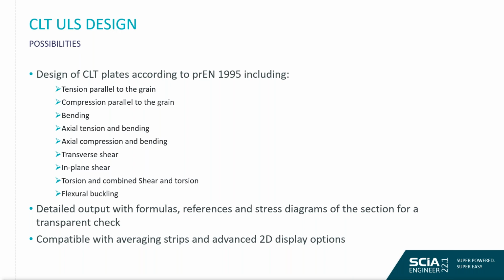And all of this is done to form a transparent check so that you can easily see every value, where it comes from and why in your check. Also, this check is compatible with all of the other possibilities that we offer for 2D checks. For example, averaging strips to average out the stresses over some support area, or the advanced option for display of 2D results with ISO bands, with ISO lines, colors. Everything is compatible and can be used also for the CLT ULS design.